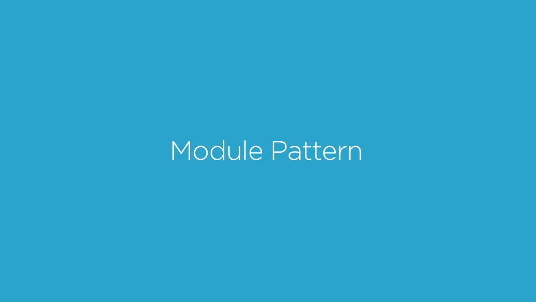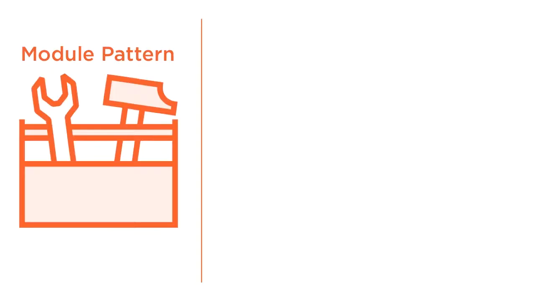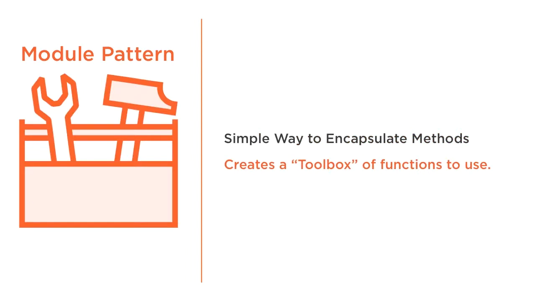Now, the next pattern we're going to talk about is the module pattern. And really, the module pattern is used as a simple way just to encapsulate a group of like methods that I'm going to use in my application. So think about it like a toolbox. It's just a simple way to take a bunch of methods that are similar, and I'm going to create a toolbox of functions for me to use. A lot of times what you'll see with the module pattern is things like a service for my database calls or a service for my HTTP calls. Every time I want to do something with the database, I'm going to call this database module, and I'm going to let that deal with all of my database calls.